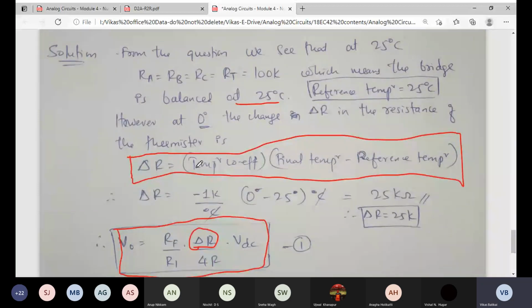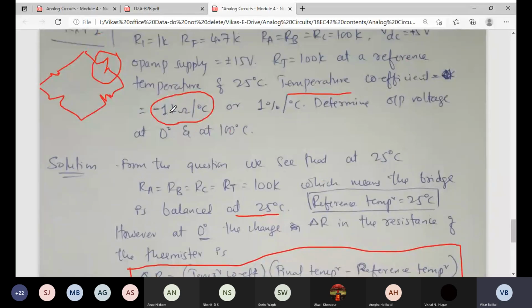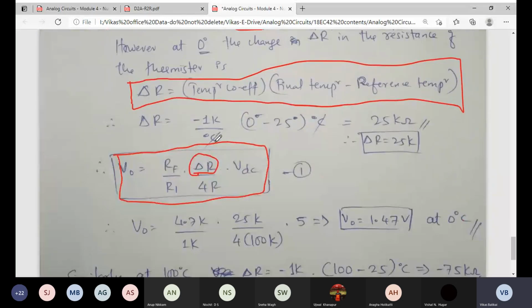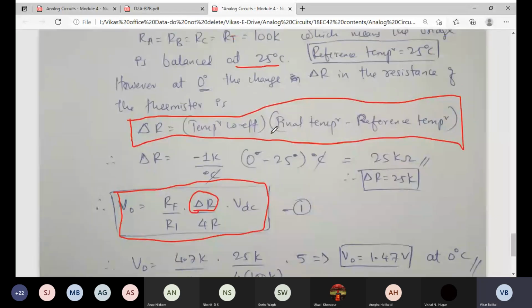So delta R is what? Temperature coefficient multiplied by final temperature minus reference temperature. In the question he has given the temperature coefficient as minus 1 kilo ohm per degree centigrade, multiplied by the final temperature. For which temperature do I need the result? That is my final temperature, 0. The reference temperature is 25 degree. So now I am calculating the result for 0 degree. When I calculate this, 1k per degree centigrade, times 0 minus 25 degree. The degree centigrade will cancel out. Now what am I going to get? I'm going to get 25 kilo ohm. So delta R will be 25 kilo ohm.